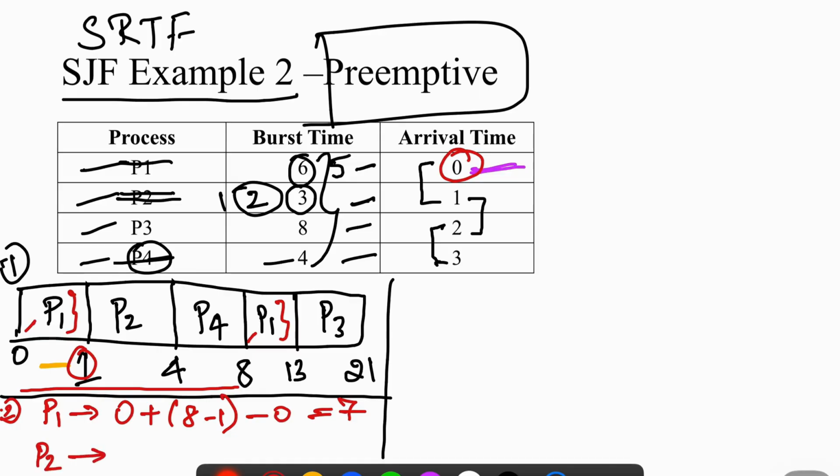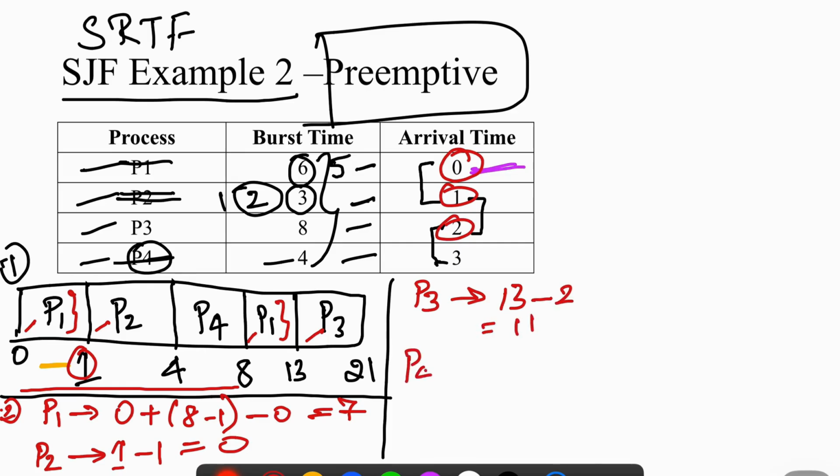Then I have P2. P2 anyhow occurrence is only 1, so it is not a problem. It is 1. But what time did it arrive? It came at the first millisecond and started executing that time only. So it is 1 minus arrival time, this 0. P2 waiting time is 0. Then I have P3, which is 13 minus 2, that is 11. And lastly P4. P4 is 4 milliseconds and 3 is the arrival time.